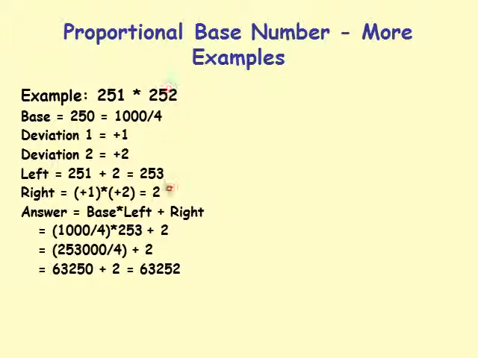The only multiplication we did was this one, or maybe if you want to call this a multiplication, adding 3 zeros to 253, and then we divided by 4. All right, so that's what we did. Now let's do another example here.